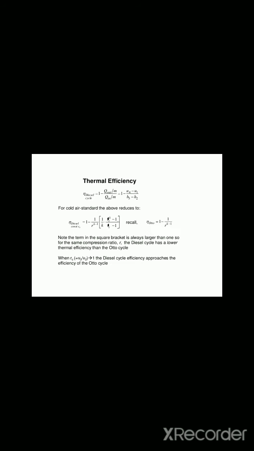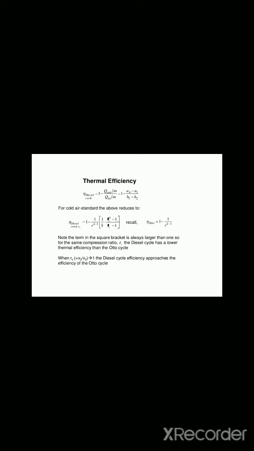Next we have the most important point, that is the calculation of thermal efficiency. Regarding that particular thermal efficiency, the formula is available here for the diesel cycle. Please note that for cold air standard, the reduced form is also available. Note the term in the square bracket is always larger than 1. So for the same compression ratio r, the diesel cycle has a lower thermal efficiency than the Otto cycle.